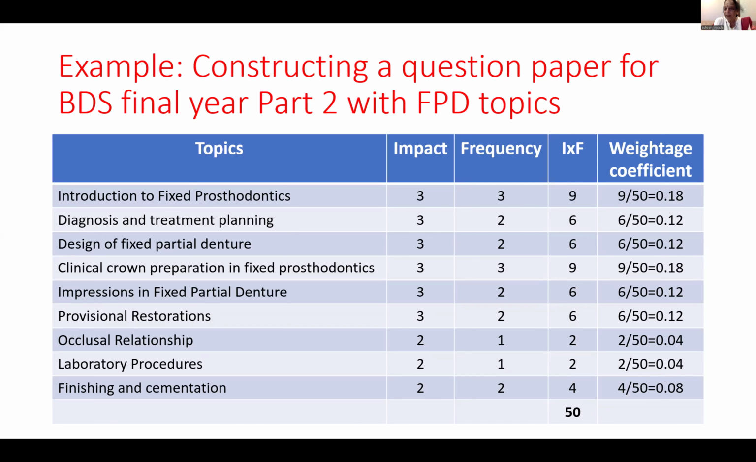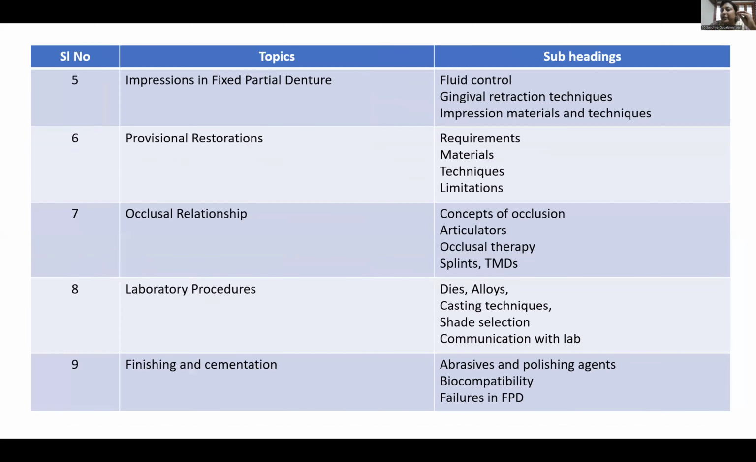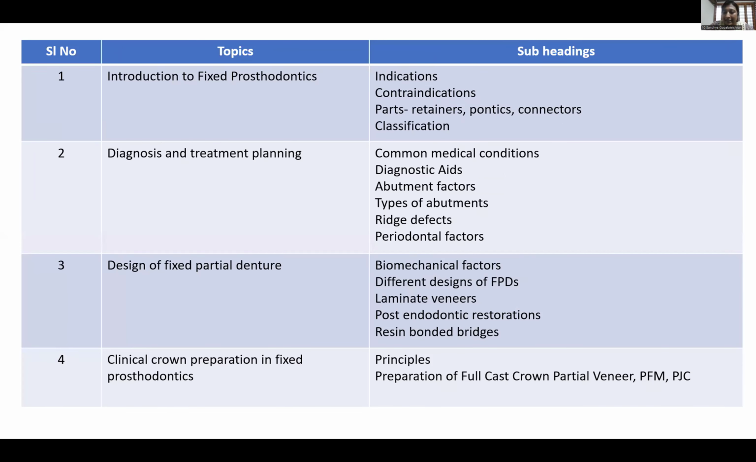Okay? Yes, ma'am. So the third is design, like laminate, post-endodontic restoration, resin bond, and all those topics. Clinical crown preparation, again, we have a preclinical aspect for that. That is the fourth thing. Impressions, the fifth chapter, which consists of gingival retraction to provisional restorations, requirement, materials, techniques, occlusal relationship, concepts, splints, TMD, all these things, laboratory procedures like dies, alloys, casting techniques, etc. Shade selection comes there, and finishing and cementation. So these are the topics which are divided into the 9 headings.